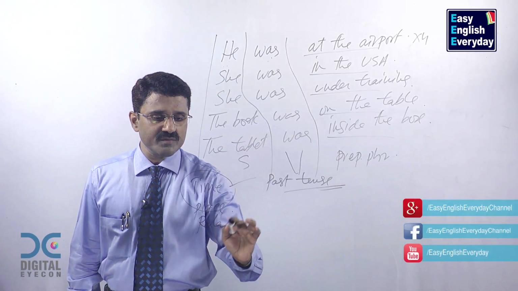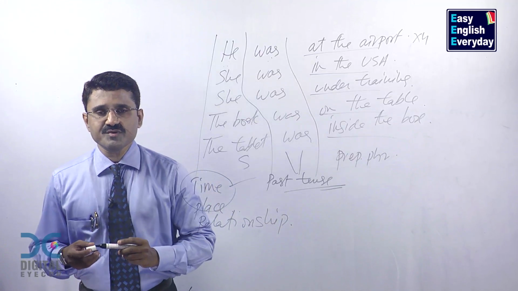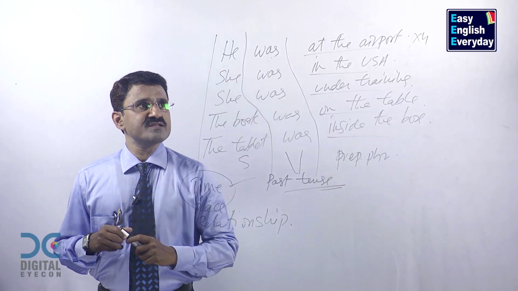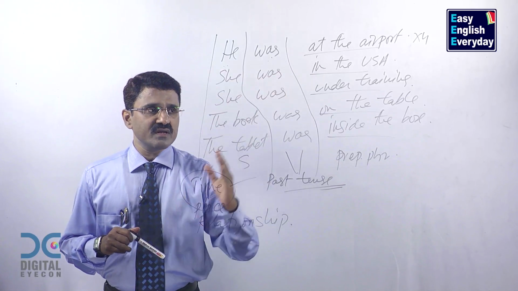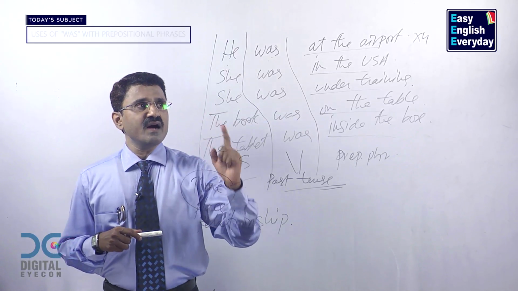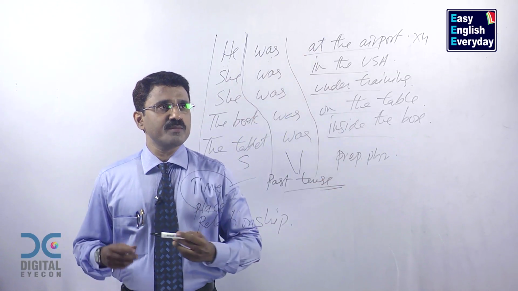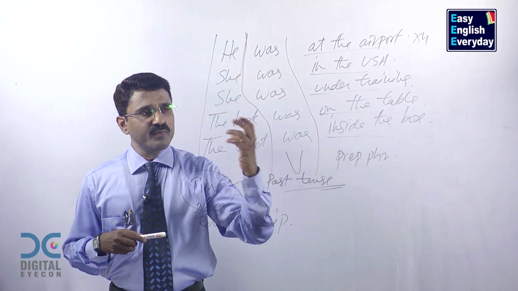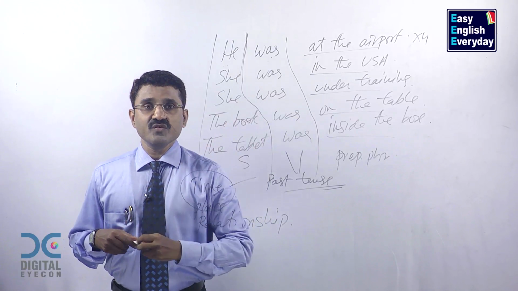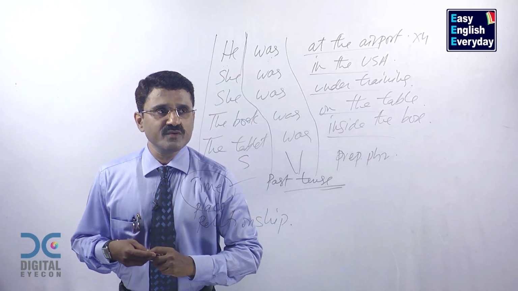Then relationship. He was against violence. He was against corruption. He was against war. He was against child abuse. This is the way to use this type of sentences. And after making sentences, try to collect large number of prepositional phrases and keep on making more and more sentences. This is the fourth use of was. Now let us see what is the fifth use of was.